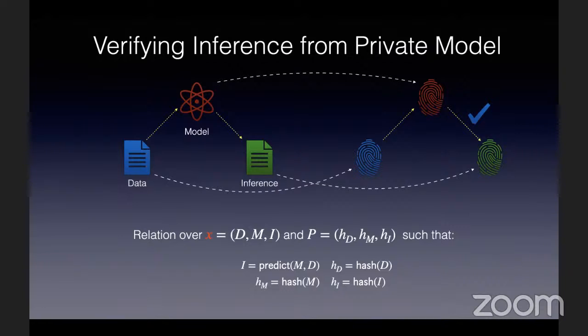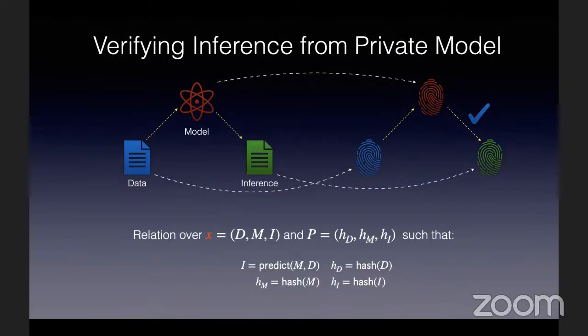So assuming we have a zero knowledge proof that proves this relation, we essentially can verify this property over hashes, right? Because the proof will say that the secret D, M, and I satisfy all those properties, that the hashes correspond to those D, M, I, and further that I is predict of M, comma D.